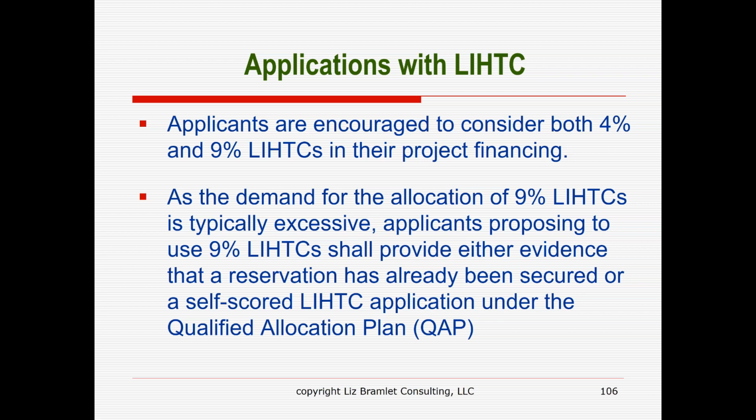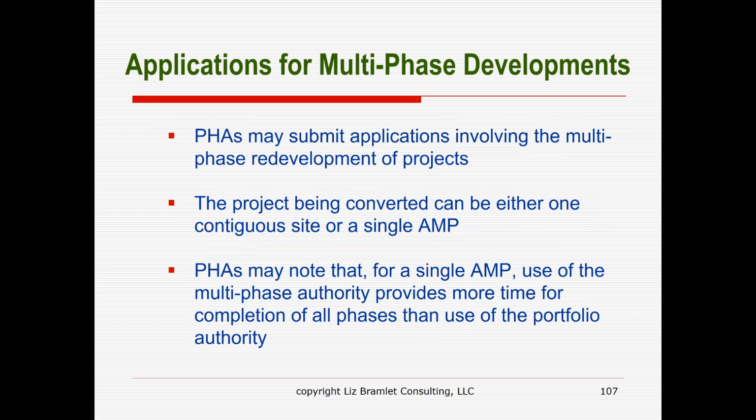Applicants proposing to use 9% credits, you need to either provide evidence that you already have a reservation of credits secured through your HFA, or if that has not been possible yet, you've done a self-score. You've scored your own project under the state's qualified allocation plan, and are able to demonstrate that you are likely to receive an allocation under the state's next funding round.